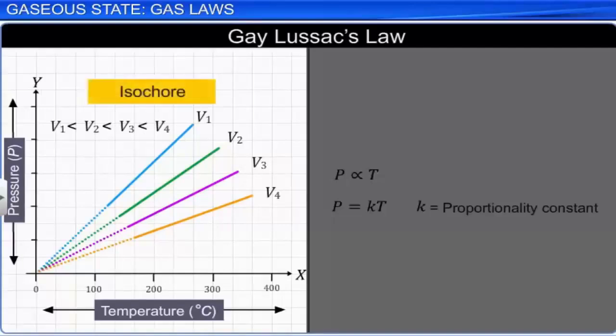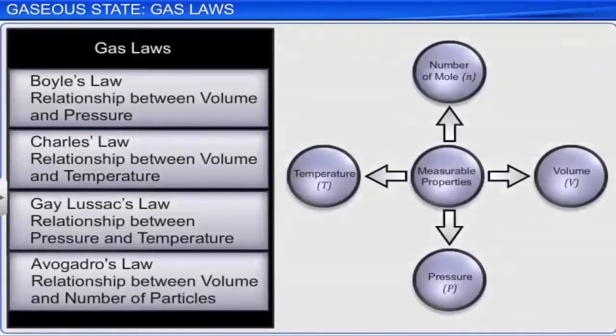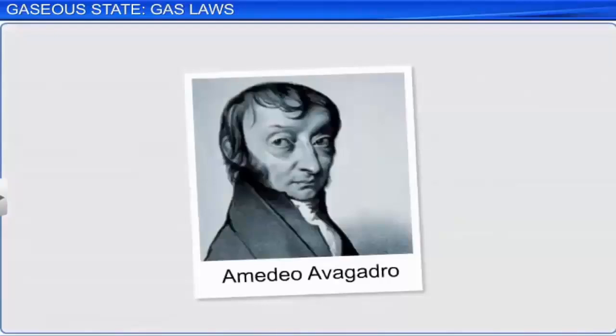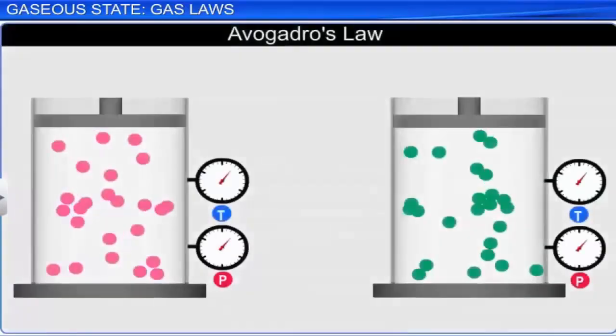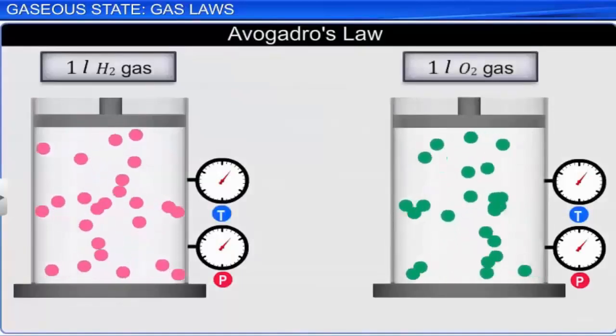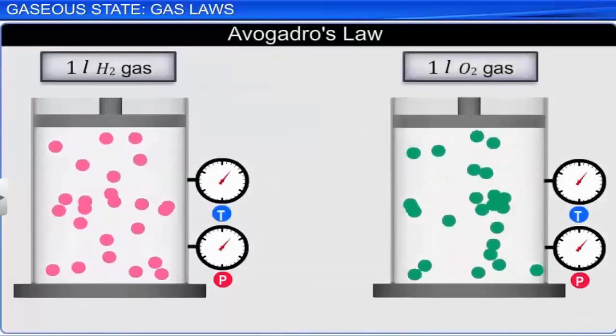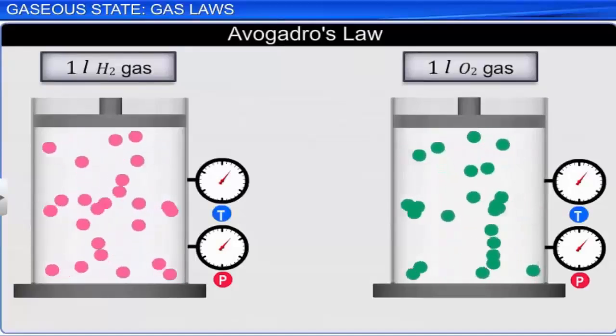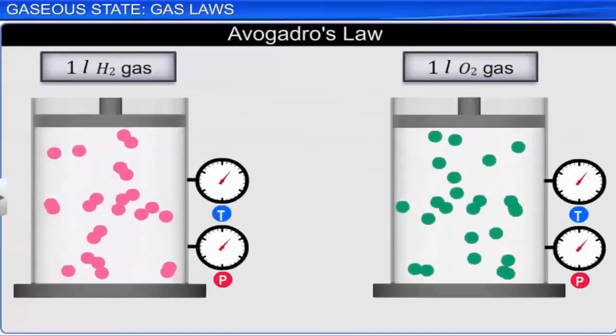The fourth gas law is Avogadro's law. In 1811, Italian chemist Amedeo Avogadro stated that at the same temperature and pressure, equal volumes of gases contain the same number of molecules, irrespective of their chemical and physical properties. For example, consider 1 liter of hydrogen gas and 1 liter of oxygen gas. Then, according to Avogadro's law, at the same temperature and pressure, both 1 liter of hydrogen and oxygen contain an equal number of molecules.